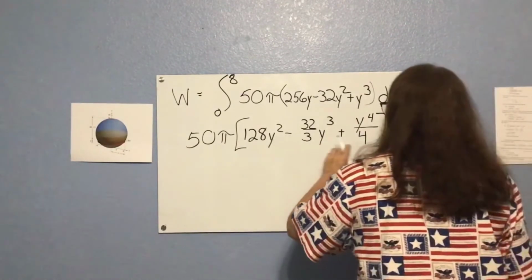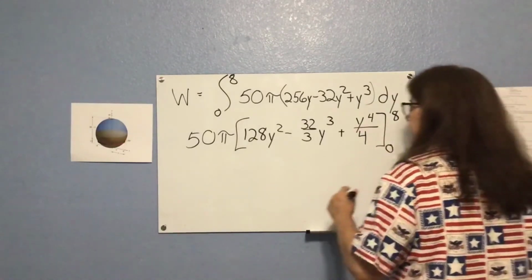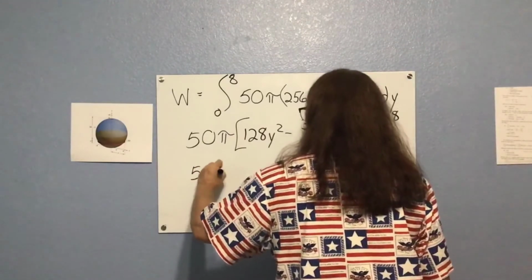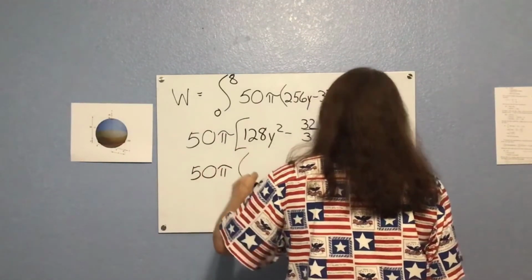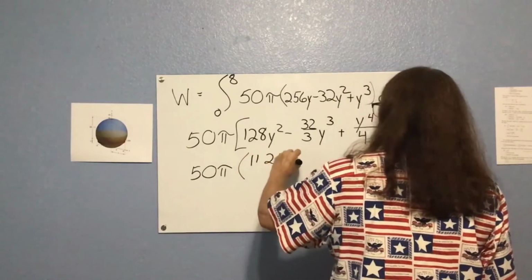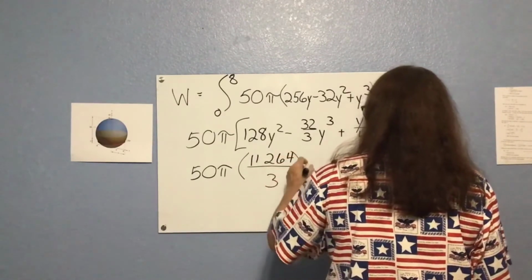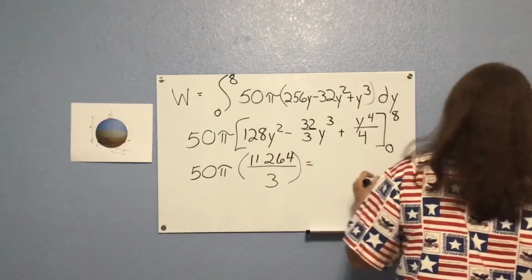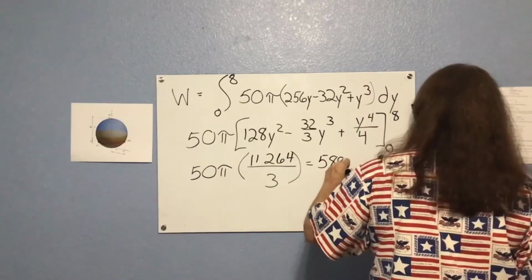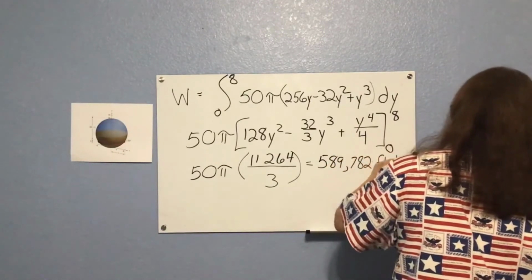Okay, all of these are going to be 0 when y is 0, so I only have to evaluate at 8, and I end up with 50 pi times 11,264 divided by 3, which is 589,782 foot-pounds.